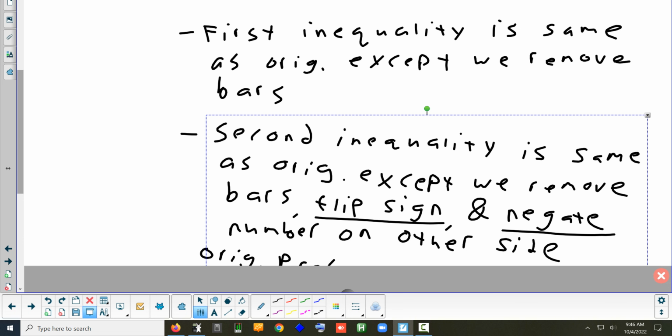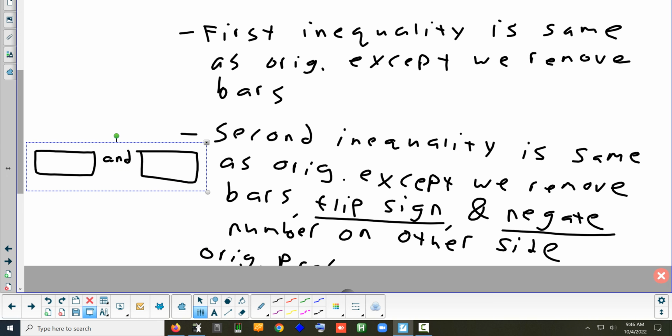Now, when you solve an absolute value inequality, you're going to get two answers, like we did yesterday with equations. You're going to get something and something. You have to put a word between these two answers. And there's two choices. The answer is either this and this. The other option is this or this. We have to pick one.